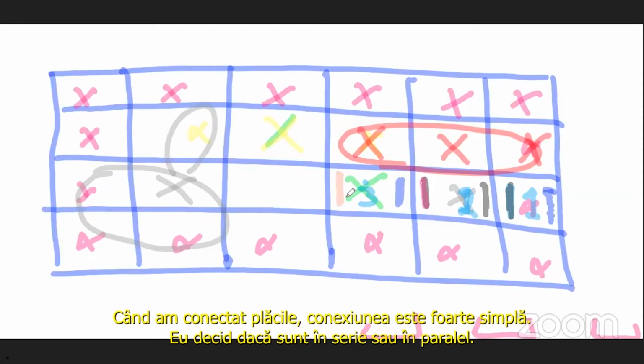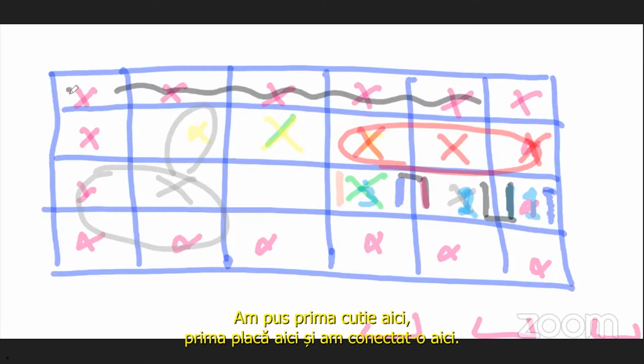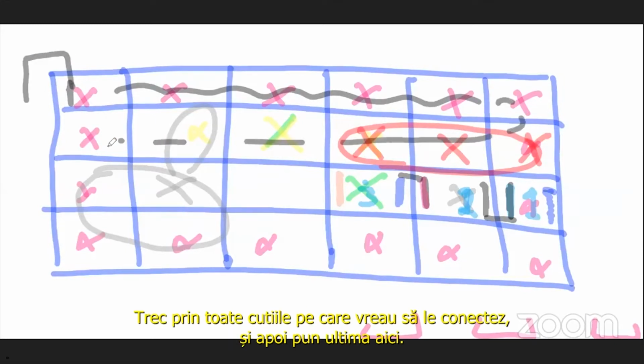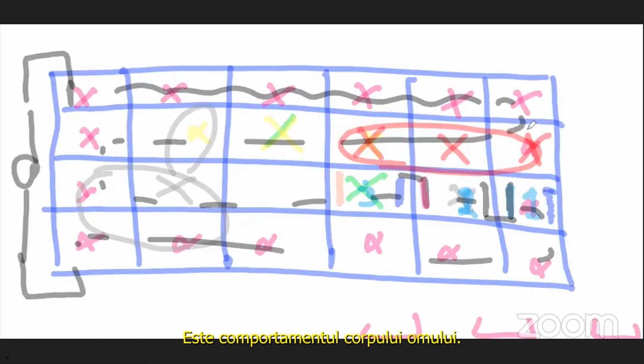When I connect the plates, the connection is very simple. I decide if it's going to be in series or in parallel. Box to box. Now the current flow in this is fully controlled in every box. I put the first box here, the first plate here, I connect here. I go through the boxes the way I want to make the connection, and then I put the last one here. Here I connect an LED light, which means the energy is totally balanced in all the boxes, continuously. It's the behavior of the body of the man.